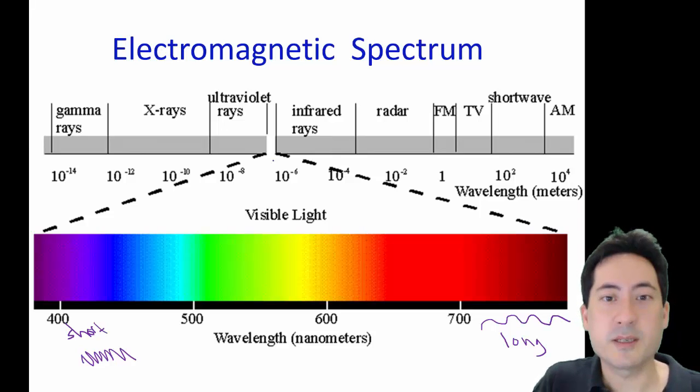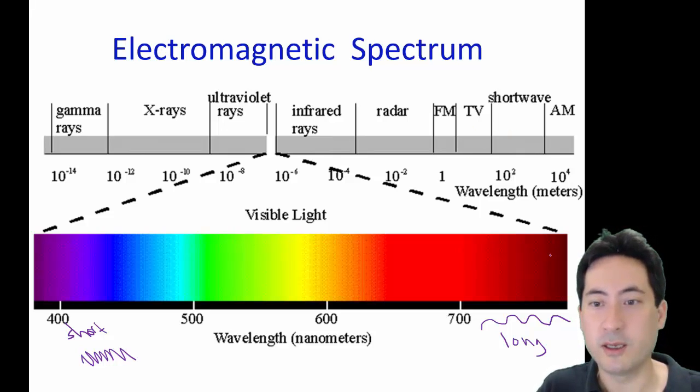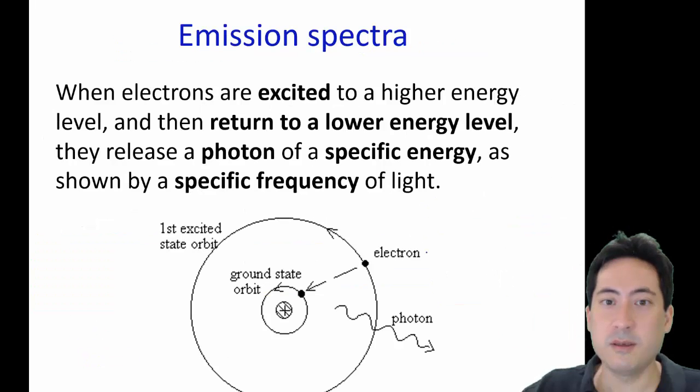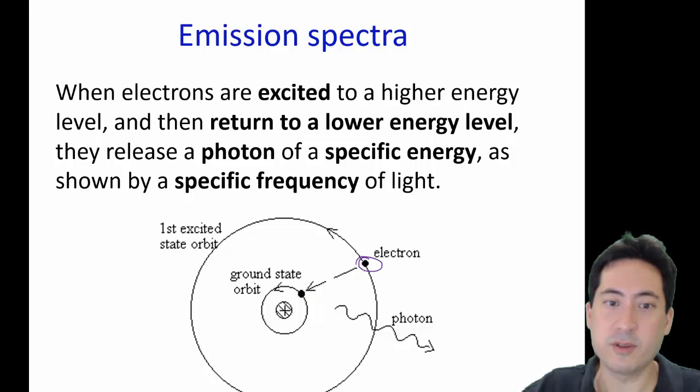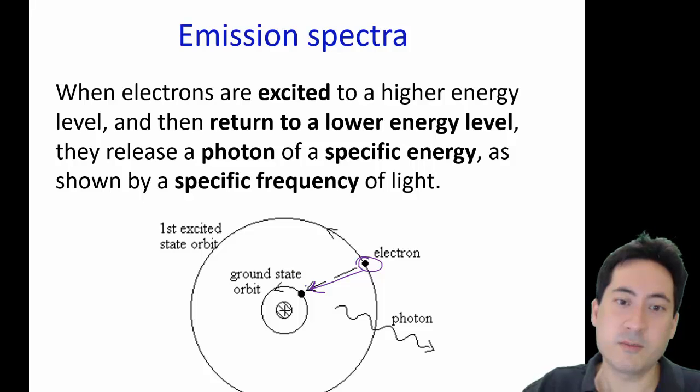So the electromagnetic spectrum covers all these different types of radiation here, but this unit will focus mainly between 400 and 700 nanometers. It's important that you can explain when the photon of light, electromagnetic spectrum energy, is coming off, and that is when the electron returns to its original level. So in some way it's excited.